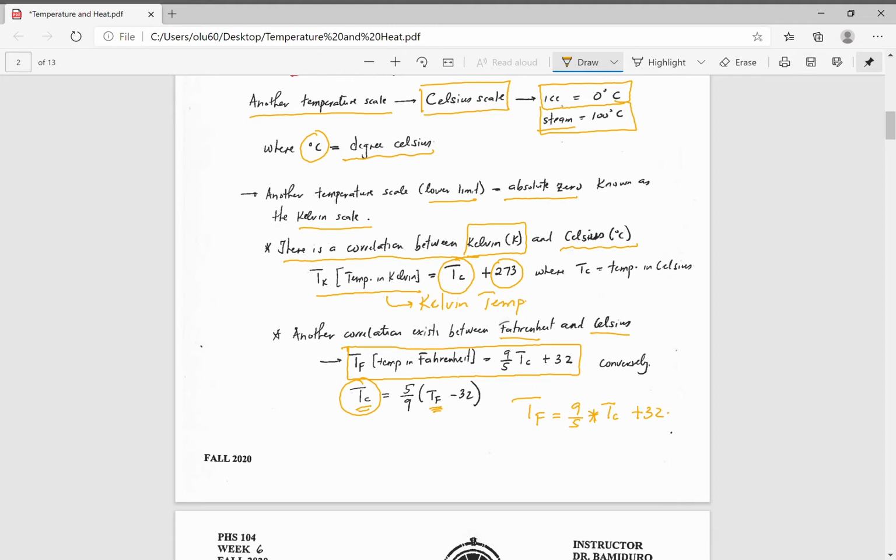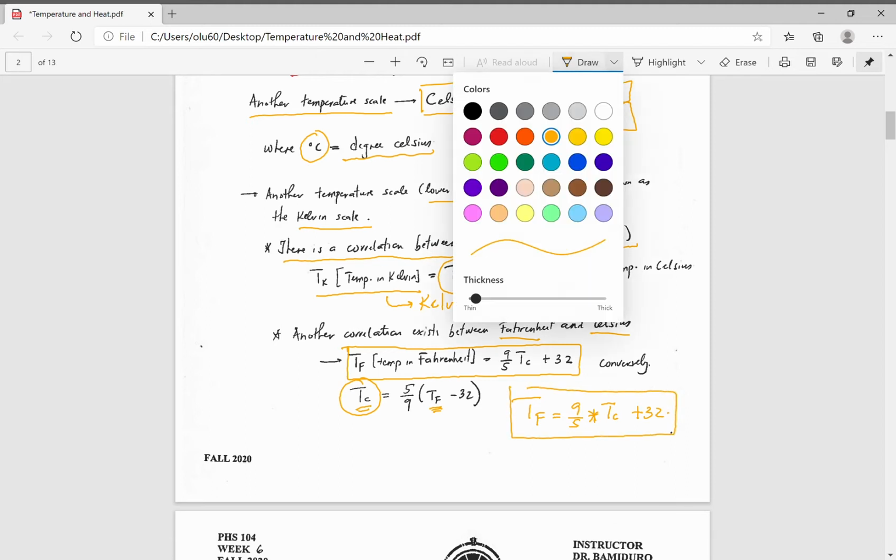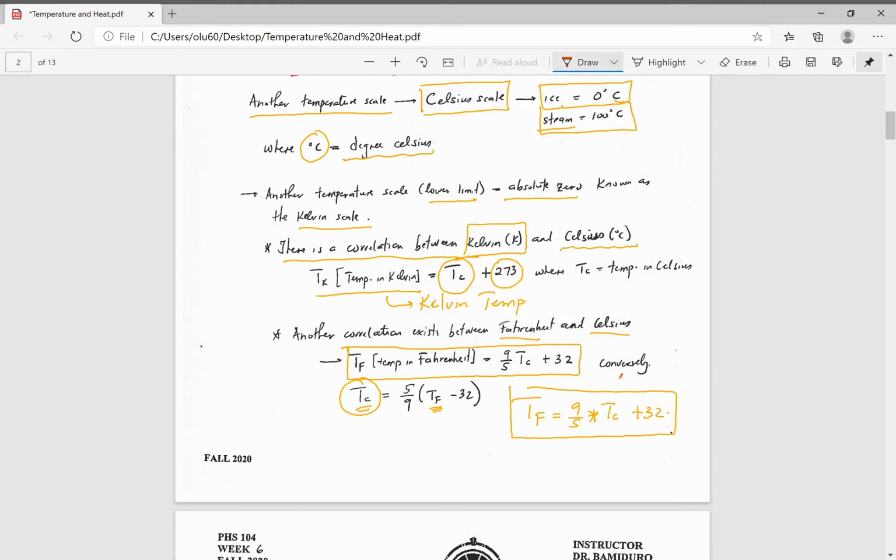Okay. So again, if you've been given the Celsius temperature and you've been asked to convert to Fahrenheit, this is the equation you typically would use: 9/5 times whatever that temperature is in Celsius plus 32. Conversely, if you were given the temperature in Fahrenheit and you're asked to find the temperature in degrees Celsius, you would use this equation right here.